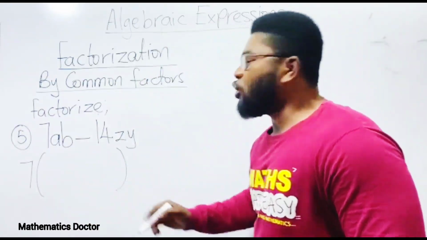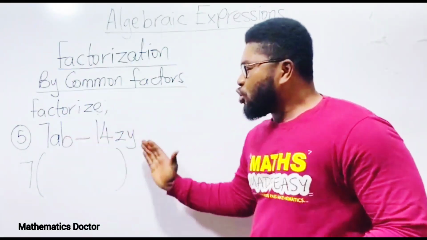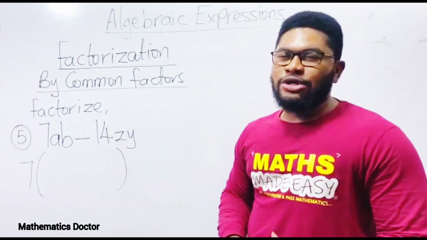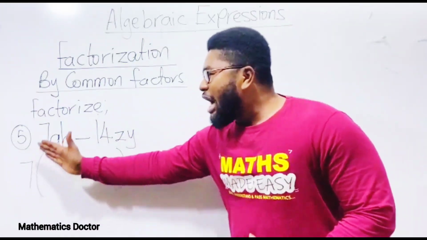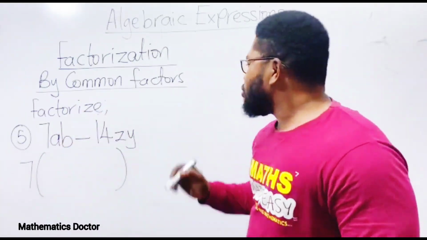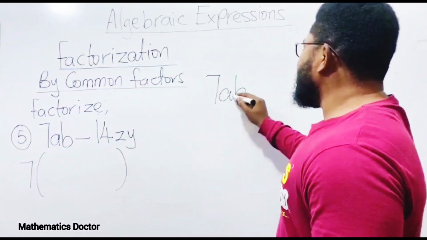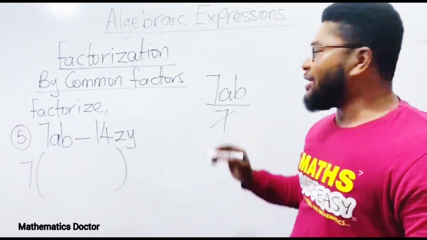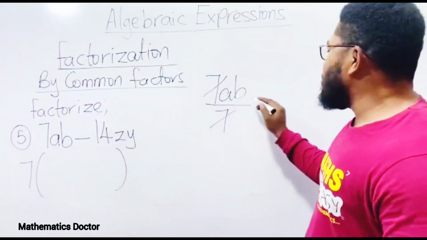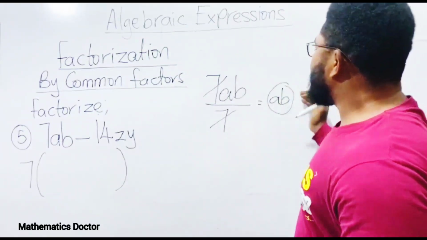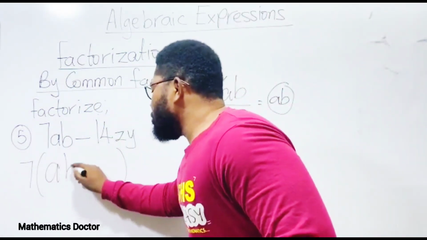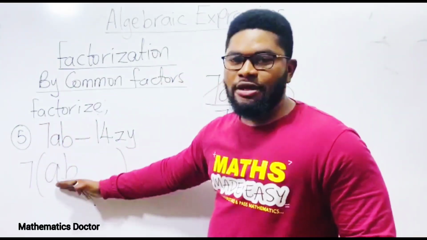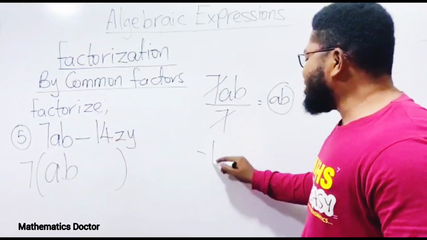We open and close the bracket. The variables do not have any common factor. That is why we don't consider the variables. But in the next video, we'll consider variables. So 7 will now divide 7ab. So the term 7ab divided by the common factor 7. 7 into itself is 1, and 7 here is 1, remaining with ab. So we will put ab here. Now let's go to the next term, which is minus 14zy.